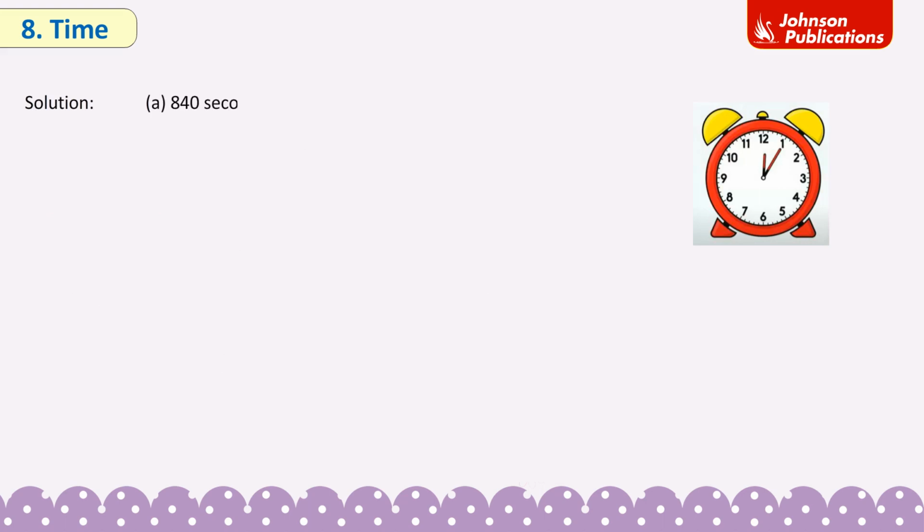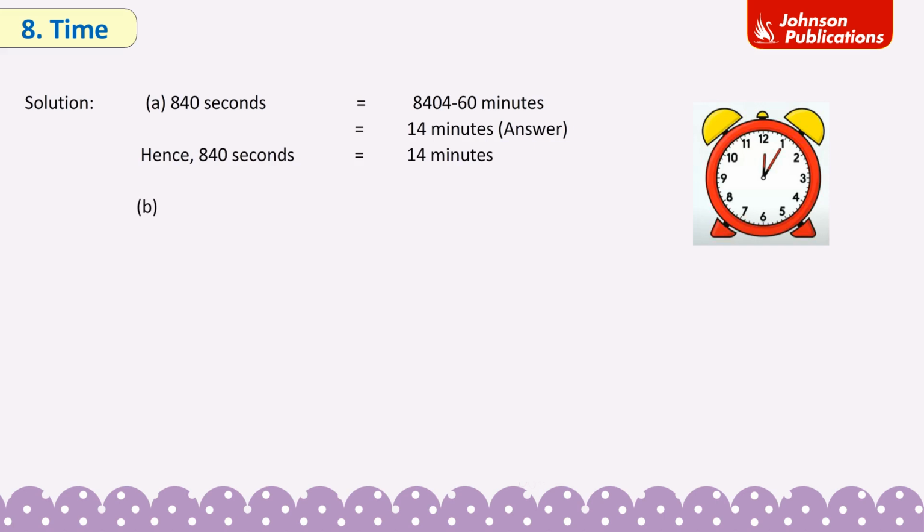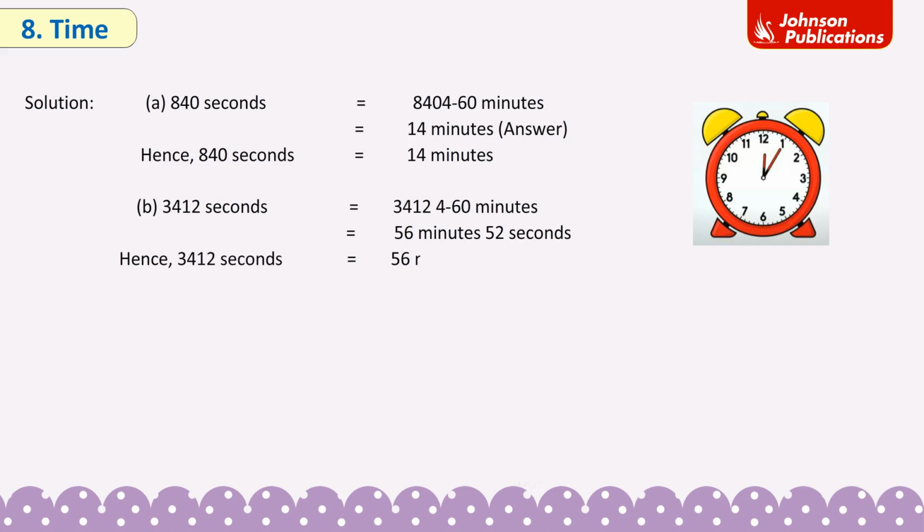A. 840 seconds is equal to 840 divided by 60 minutes, which is equal to 14 minutes. That's our answer. Hence, 840 seconds is equal to 14 minutes. B. 3412 seconds equals 3412 divided by 60, which is equal to 56 minutes 52 seconds. Hence, 3412 seconds is equal to 56 minutes 52 seconds. That's our answer.